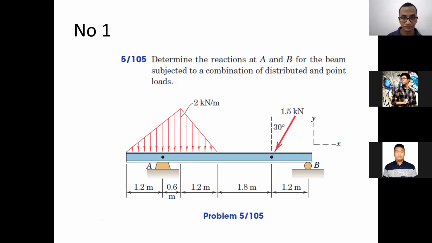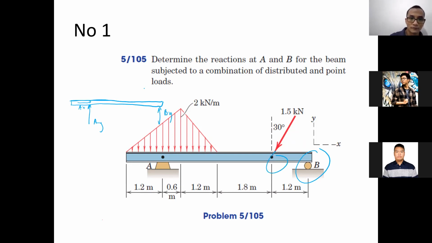Later, I think I will just discuss this a little bit. Most likely it will be like this. At A there will be reaction force because it's a pin. There will be Ay and Ax. And at B, because it's a roller, there will be By. And then here we have 1.5 kilonewton with an angle of 30 degrees.